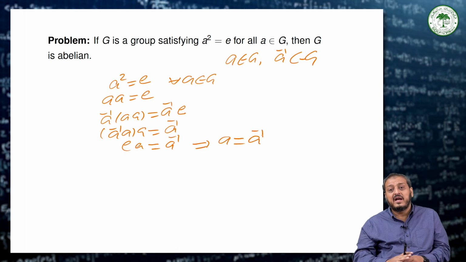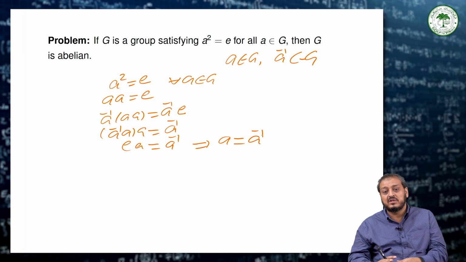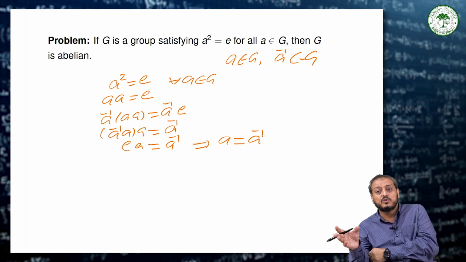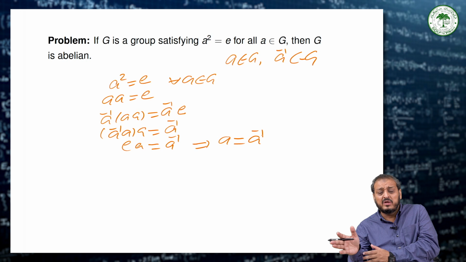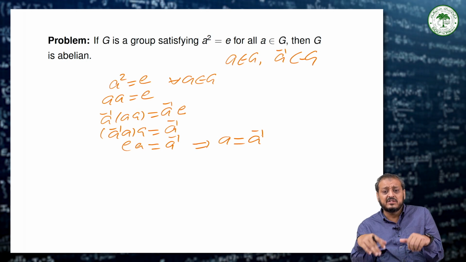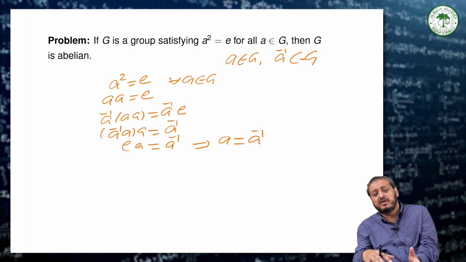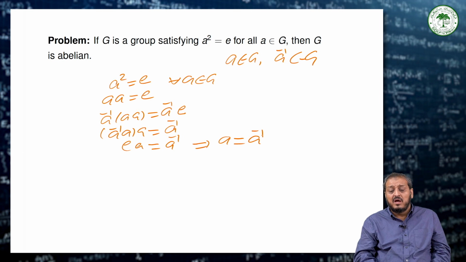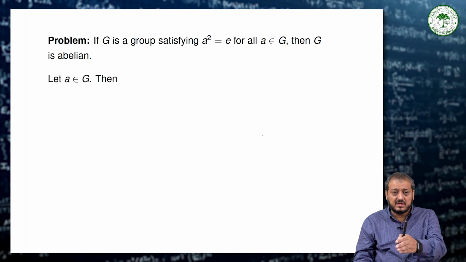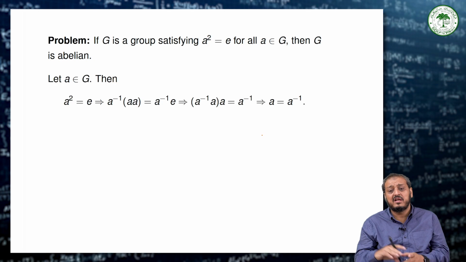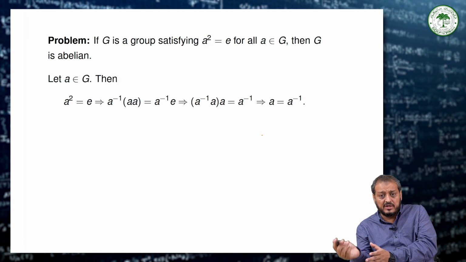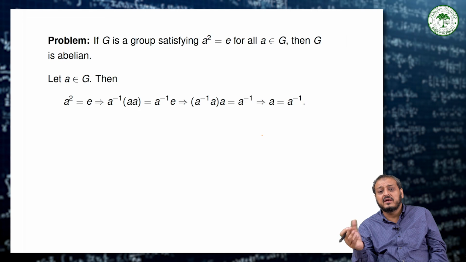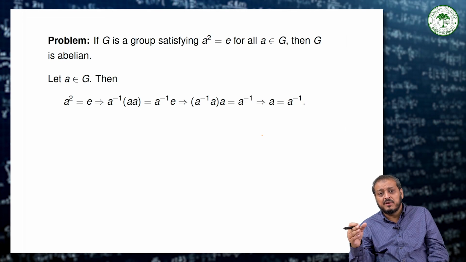So we say that every element has its own inverse. Whenever a squared is equal to e, then every element has its own inverse. For every a that belongs to G, a is the same as a inverse. This clearly shows that every element has its own inverse. Now we have to show that this G is abelian.